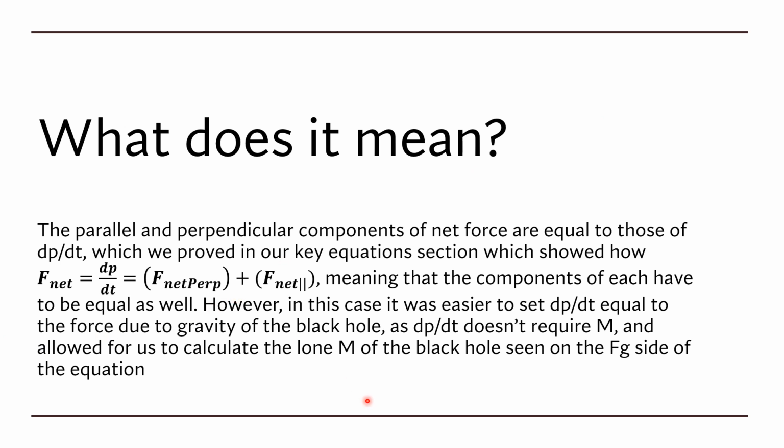However, in this case, it's easier to substitute dp over dt equals Fg as opposed to F net equals Fg, because by using dp over dt, we don't need to account for the mass of the black hole on that side, which allows us to only have to calculate the lone uppercase M on the Fg side of the equation.